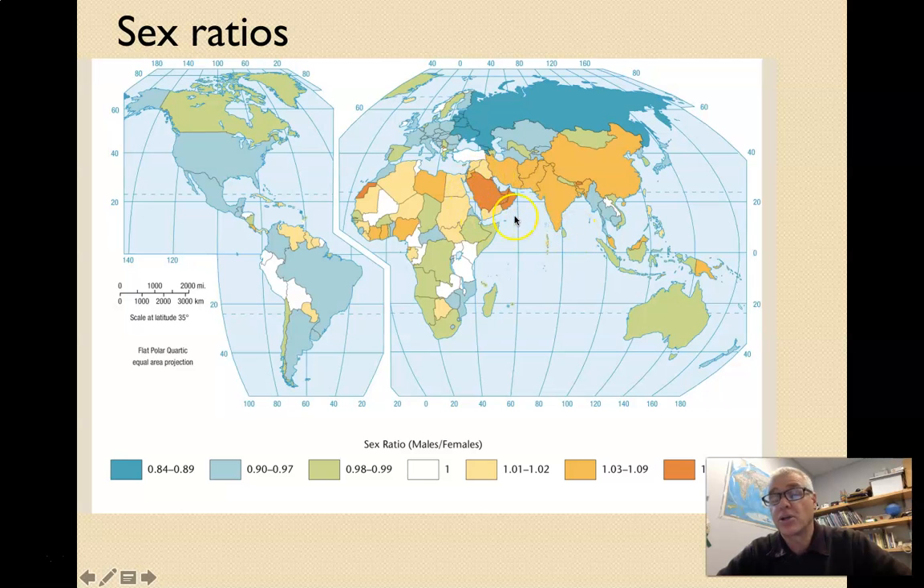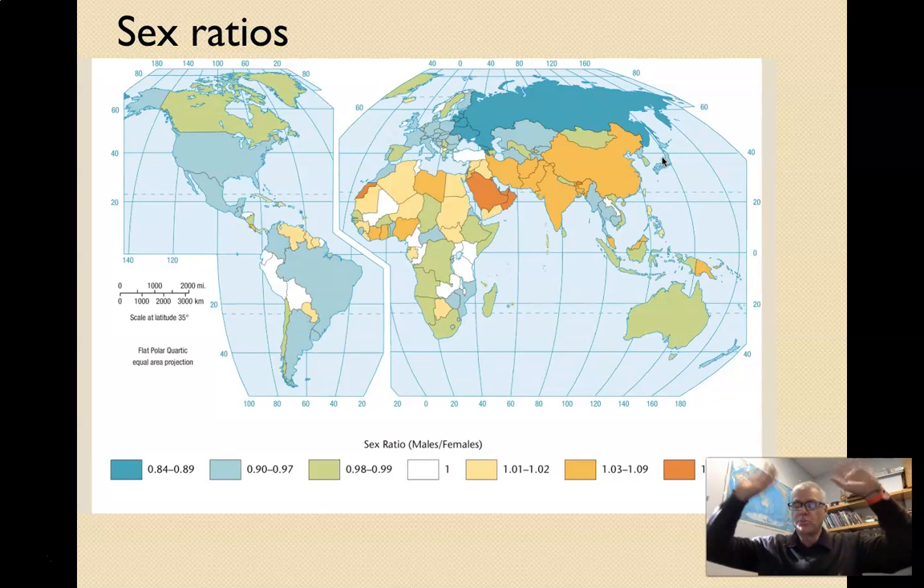So you can see places like the Gulf states have much higher numbers of men than they do women. Places like China and India also have higher numbers of men than women. And then you have countries that have more women: Russia, Eastern Europe, and these other countries. And a lot of the reason for that is that their populations are older and women tend to outlive men. So if you have an older population, there's going to be more women, right?